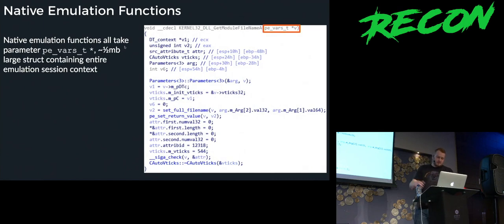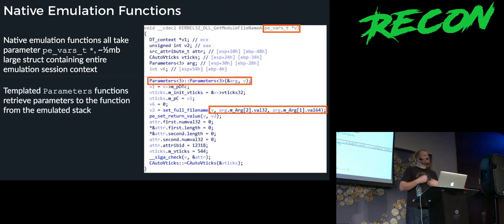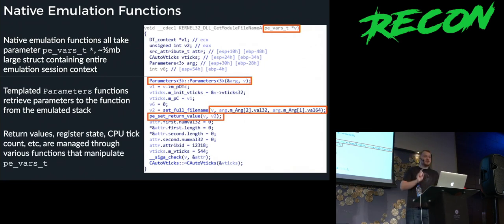All right. Finally, talking about these native emulation functions, how they're implemented. I did show this briefly at the beginning with the OutputDebugStringA hook. But basically, all these functions have a common function signature. They take a PEVARS_T pointer. This is this big opaque structure about 0.5 MB large containing the entire emulation session in one big context. These templated parameter functions allow interaction with the parameters passed to the function, pulling them off the virtual stack. And then various return values, register state, CPU tick count can all be managed with various APIs that manipulate this one big monolithic PEVARS_T structure. You'll see here at the bottom they bump the vticks, the ticks in the virtual CPU. They'll set a return value and so forth.